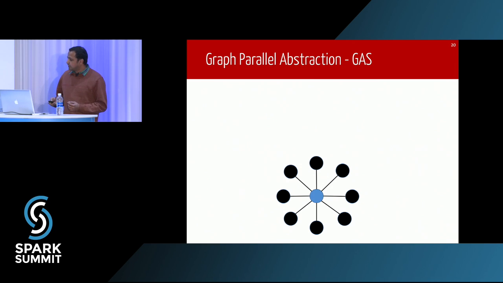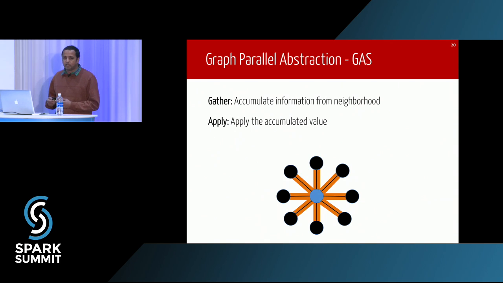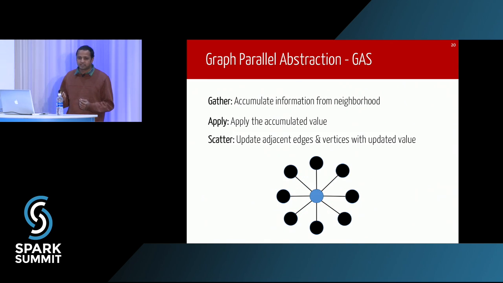So in GAS, the developer writes three functions to execute on every vertex of the graph. The first one is a gather function, which gathers all the neighborhood information. The second function is an apply function, which applies the gathered information to update the value of the vertex under consideration. And finally, there is a scatter function, which scatters the updated value from the vertex to all its neighborhood. The gather and the scatter phases are implemented using exchange of messages.